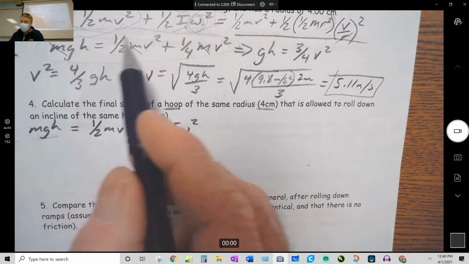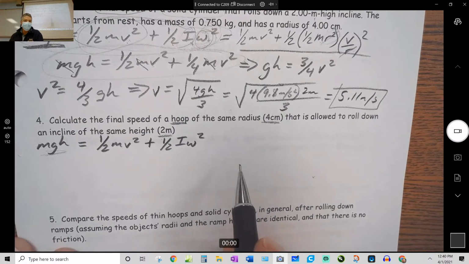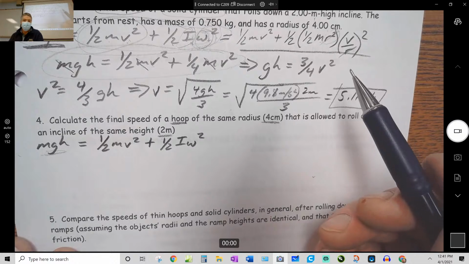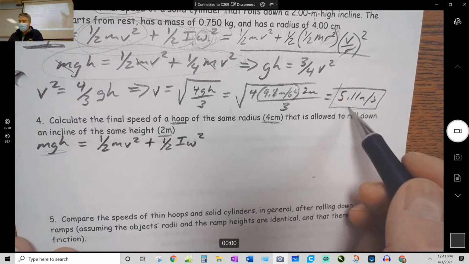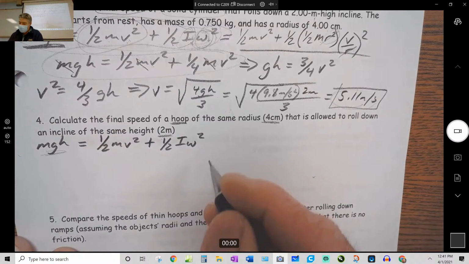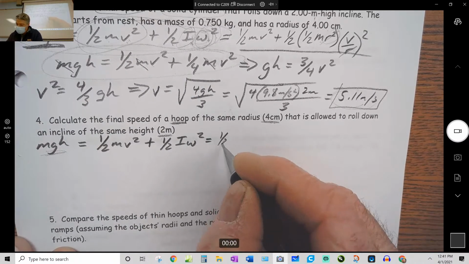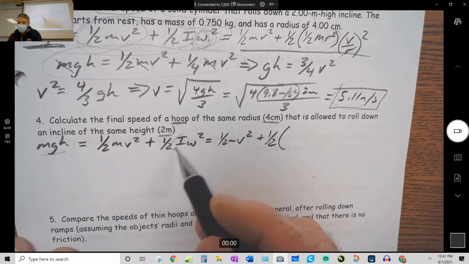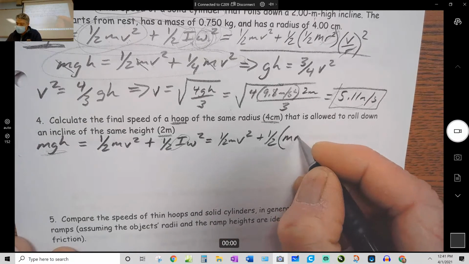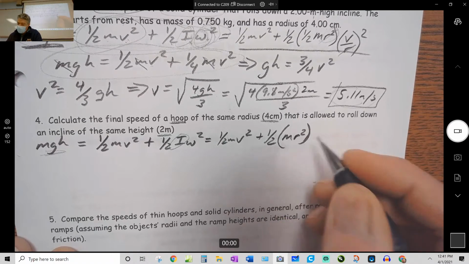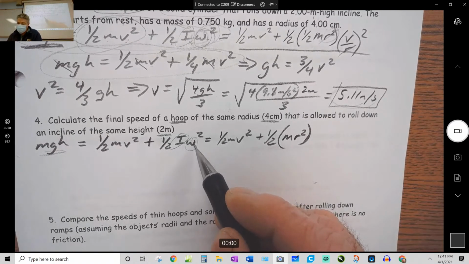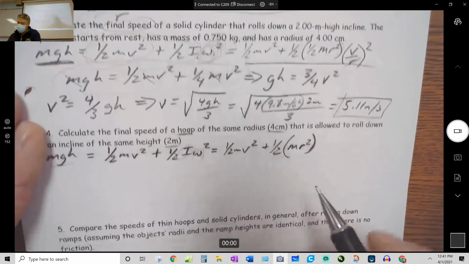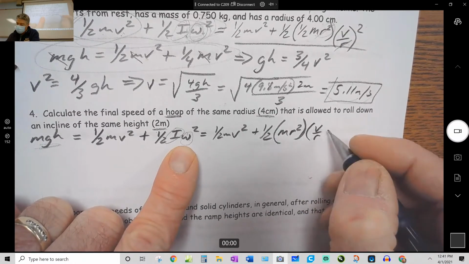So this starts out the same way as the previous one. The only thing that's going to be different is I'm going to substitute in a different I there. Instead of it being 1/2 mr squared, it's going to be mr squared. But that doesn't mean we're going to have a simple comparison to this. It'll be a little more complicated. So this is equal to 1/2 mv squared plus 1/2. Now I'm going to substitute in the moment of inertia for a thin hoop, which is mr squared. And I'll do just what I did before with omega. Omega is the same thing as linear velocity over r. So this omega squared becomes v over r squared.